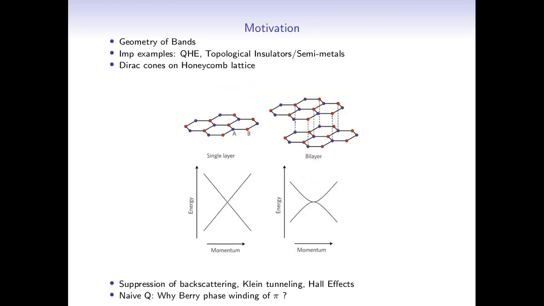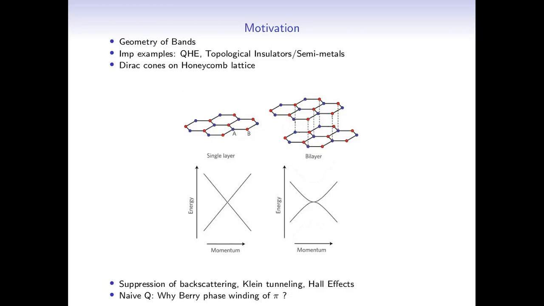Just to motivate why we are interested in a question like this: the geometry of bands has been a very interesting topic for many years and has shaped many questions that we try to understand, including topological insulators, semi-metals, quantum Hall effect, and topological defects. Good examples are Dirac cones in the honeycomb lattice and quadratic band touching in Bernal stack graphene. We know these models have very interesting physical consequences, like suppression of backscattering, Klein tunneling, and quantum Hall effect.